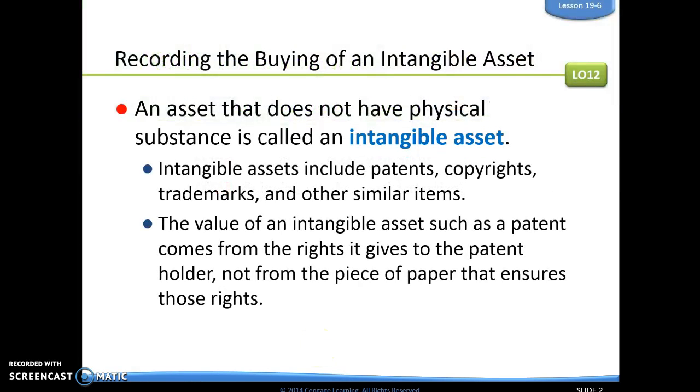So first of all, an intangible asset is an asset that does not have physical substance. So things like patents, copyrights, trademarks, or something similar to that, it's not something physical that you can hold on to, but it is an asset. It's something of value. The value of an intangible asset, such as a patent, comes from the rights it gives to the patent holder, not from the piece of paper that insures those rights.